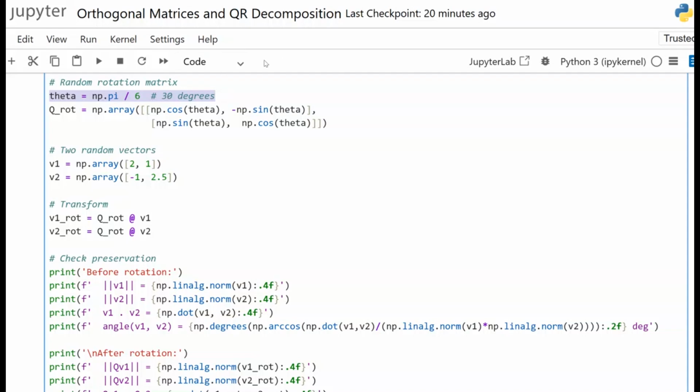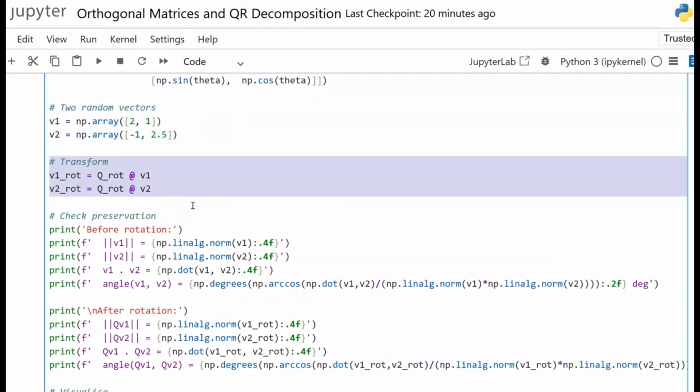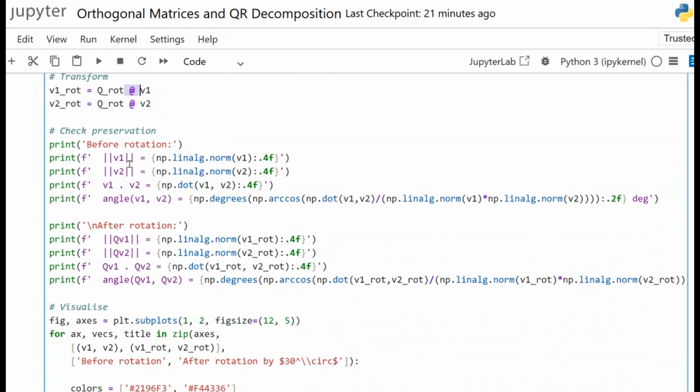And next, we are making an input of two vectors. So two arbitrary vectors in R2. And applying the transformation, this operation performs matrix vector multiplication. So this rotates both vectors by 30 degrees. And next, let me just have our numerical verification. So this one is before rotation. So before rotation, it computes the norms, of course, the lengths norm V1 and norm V2. And yes, it also has the dot product of V1 and V2.